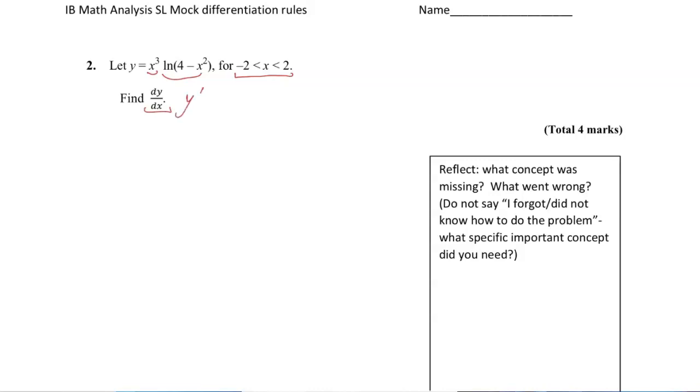They could have also said find y dash. They could have also said differentiate. Okay? Differentiate is the verb form of derivative. Derivative is a noun, differentiate is a verb.